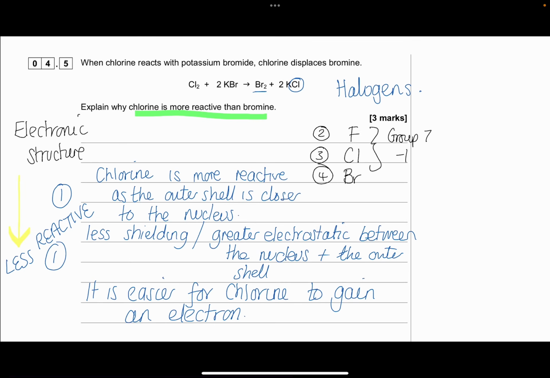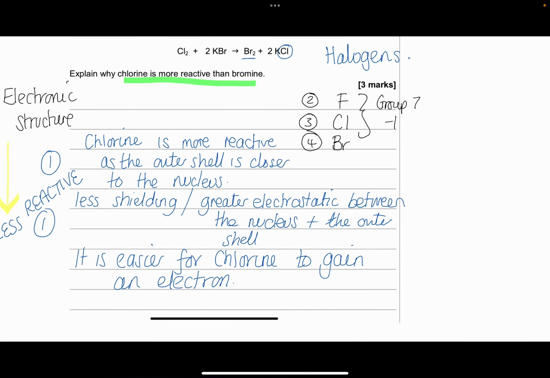Now, group 7, remember, are in contrast with group 1. In group 1, as you go down, they get more reactive because they don't want to gain an electron, they want to lose an electron this time. Okay, next question.